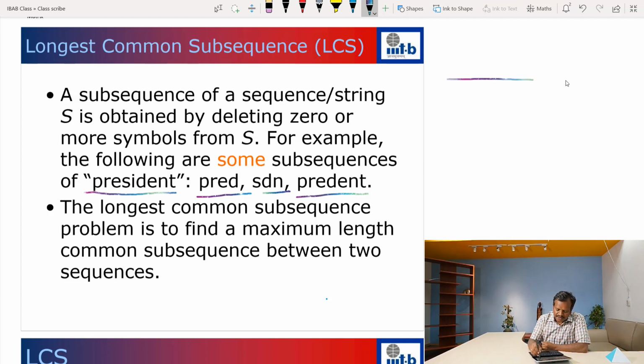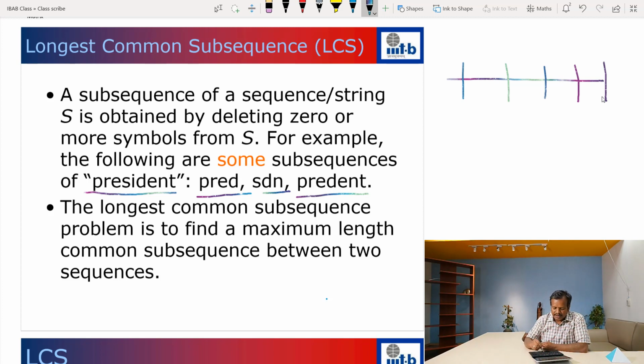So given a string, you can pick some of the characters from the string, and you write whatever you have picked from left to right. It's not necessary that the characters that you pick should be continuous. It need not be continuous. You can pick any number of them. Whatever subsequence that you get is called a subsequence of the given string. So the longest common subsequence problem is to find the maximum length common subsequence given two sequences.